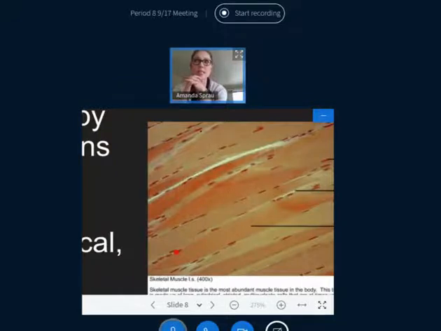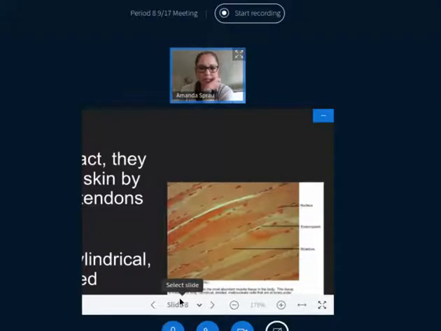The reason that it's multinucleated is so that it can move a lot, right? Because these are voluntary muscles, they have to move a lot, and so we want them to have lots of nuclei in them. The other key feature, here I'll zoom out, and we'll go to our next slide.